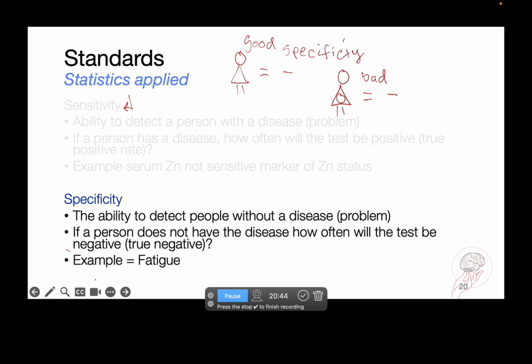Bad specificity is if you were to take a pregnancy test and you're not pregnant, but it says you're pregnant. That's bad specificity.